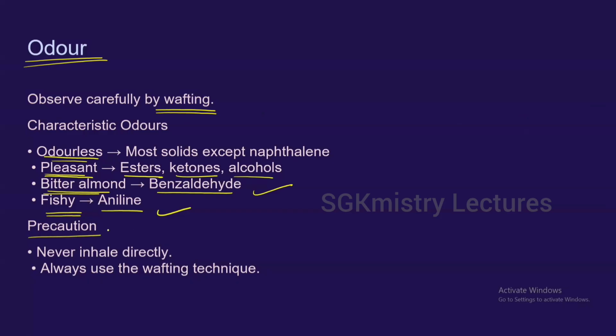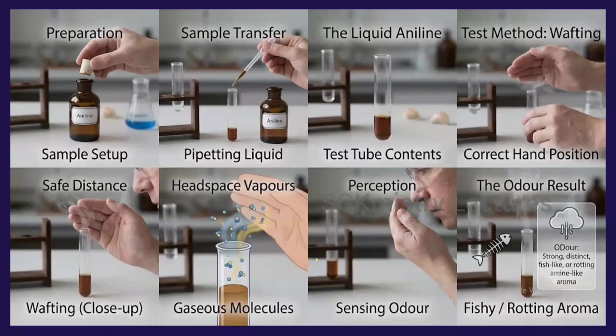Suppose if you have got the liquid sample. Here, as I've already told, precaution: you should never inhale the given sample directly, and always we need to use the wafting technique. So this is how it is done. Suppose you've got aniline. So you're going to take the sample in the test tube. This is how it is given to you in the exam. It is given in the test tube, so it will not be told to you what the compound is.